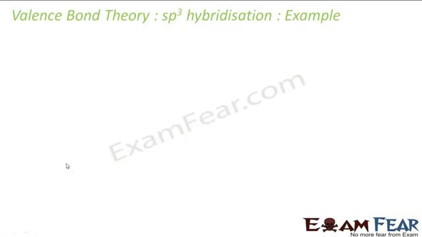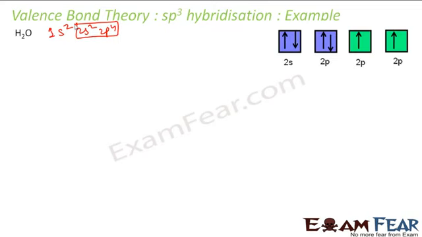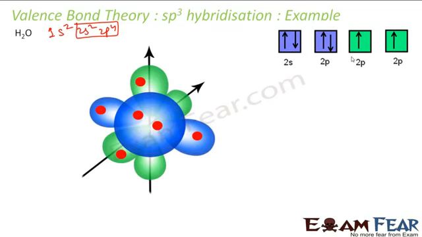Let's take one more example of sp3 hybridization. Let's take water. In water, oxygen will go for hybridization. Oxygen has atomic number of 8, that means 1s2, 2s2, 2p4. We will be bothered only about this part, 2s2 and 2p4. So let's draw this. So I have 2 electrons in the s orbital and 4 in the p orbitals. Correct? Now let's draw the structure also of water.